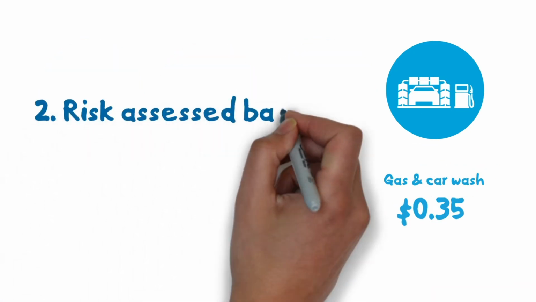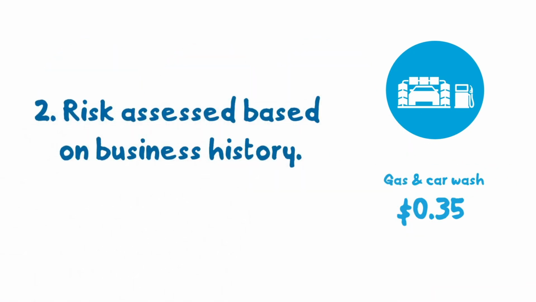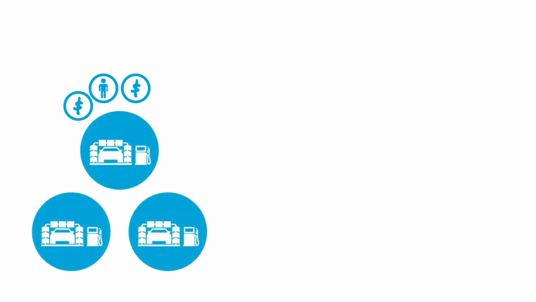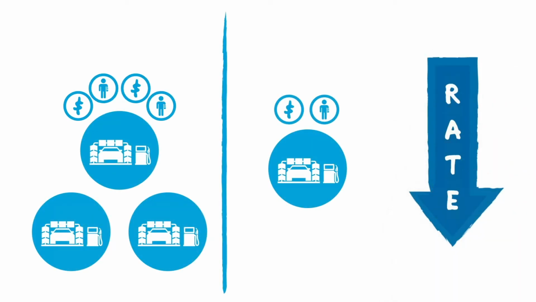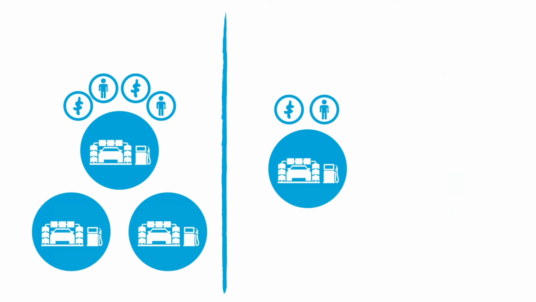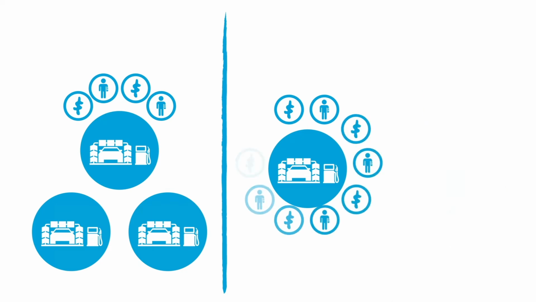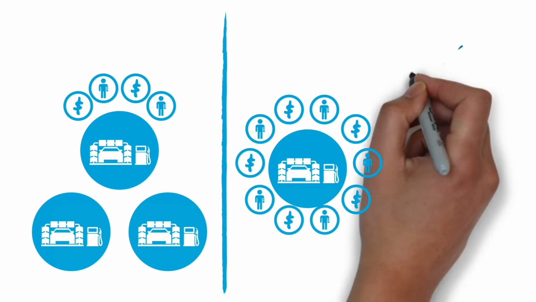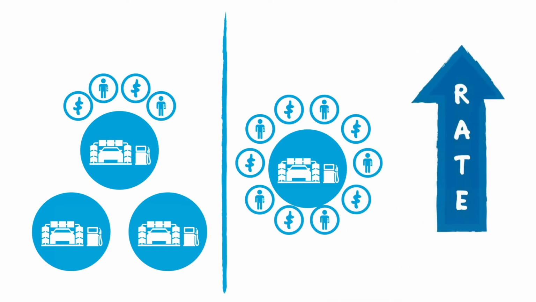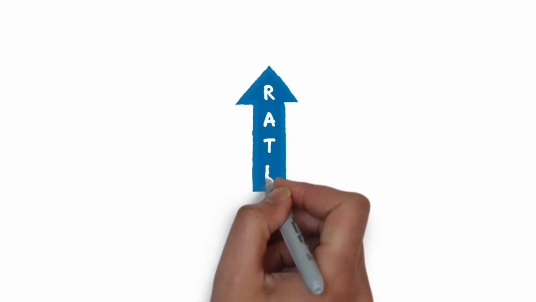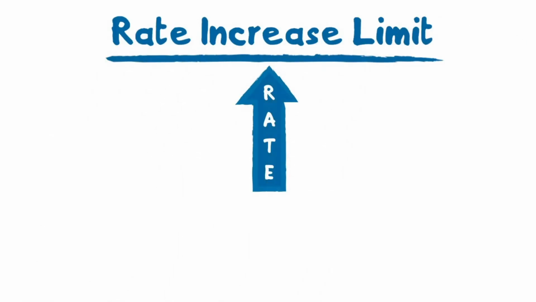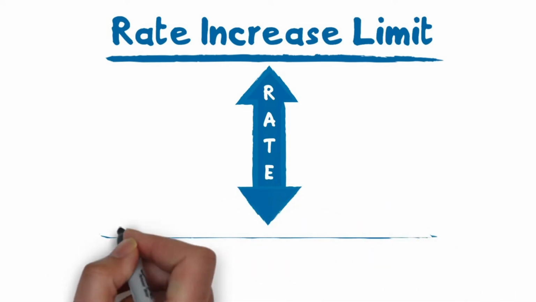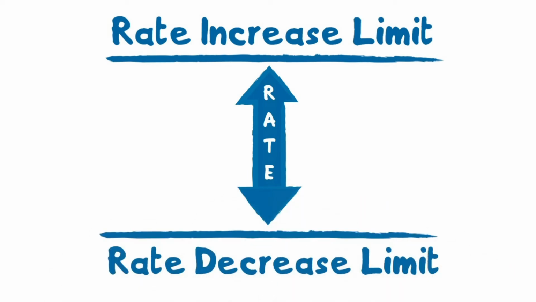Next, we assess your risk based on your business's history. If you have fewer injuries and lower costs than your classification average, you are rewarded with a lower rate. If you have more injuries and higher costs than the average, you are penalized with a higher rate. Now, there is a limit set to rate increases and decreases to ensure that everyone is still paying a fair share of costs and to protect against sharp changes, either up or down, in your WCB rate.